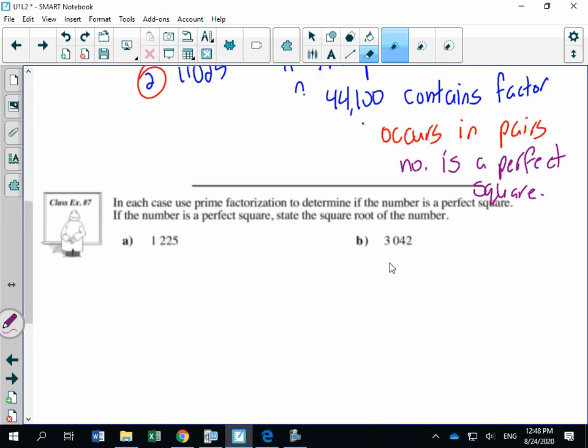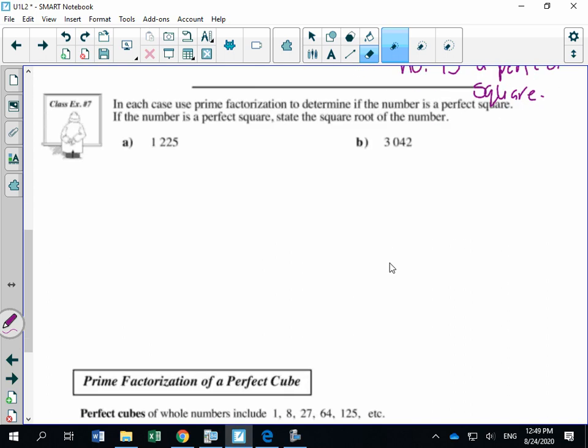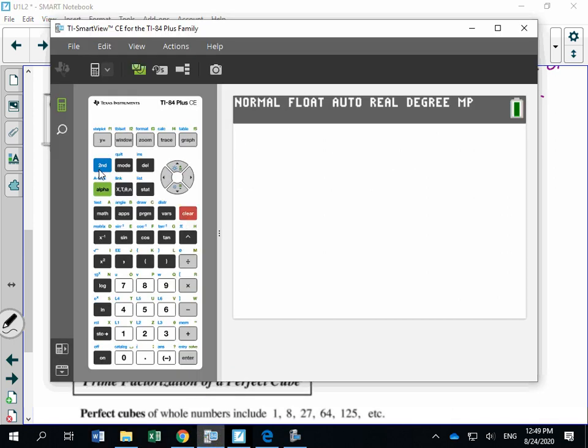So the first thing we're going to do, because you can use calculators on the test, now you're going to get no marks for doing this. Let's actually take the square root of each number. Let's find which one's a perfect square. So let's take the square root of 1225 and the square root of 3042. So let's actually figure out what the answer is before we even start.